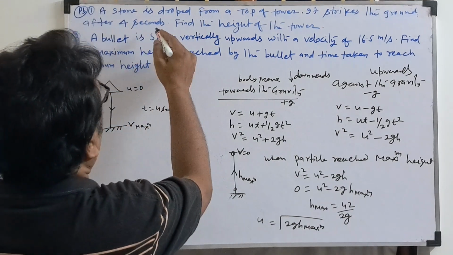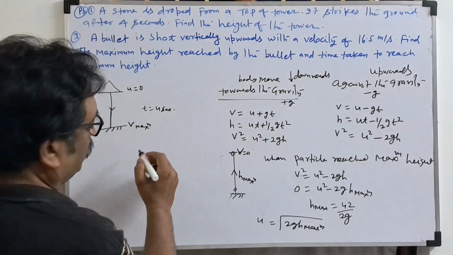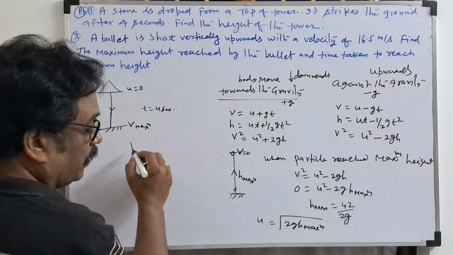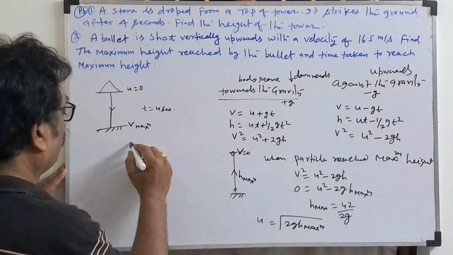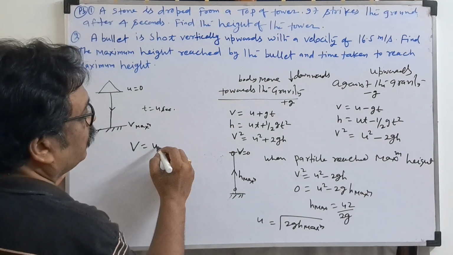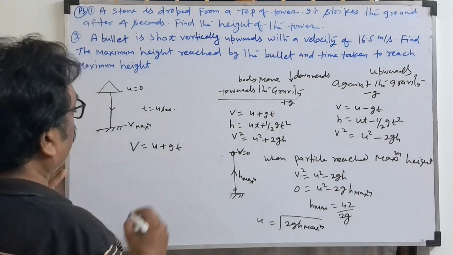So what are they asking? Time taken is 4 seconds. What is the height of the tower? So what formula will we use here? v equal to u plus at. See here, v is equal to u plus gt because it is coming down.